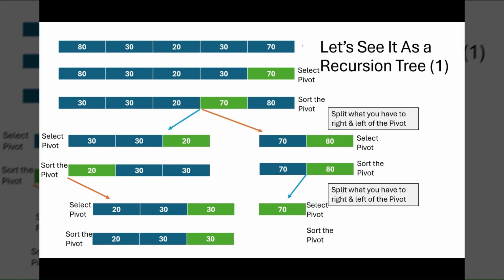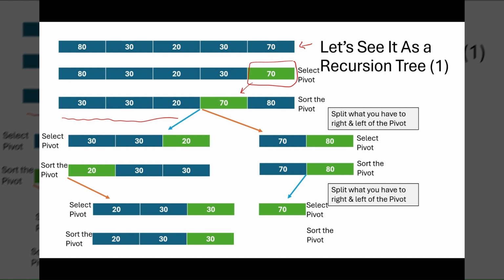We start with an array. We select the pivot to be the rightmost of this array, and we sort that pivot. It happened to be right here. The smaller elements go to the pivot's left, and the greater elements go to the pivot's right. For the left part, over here, this becomes its own array, and we do the same process again.